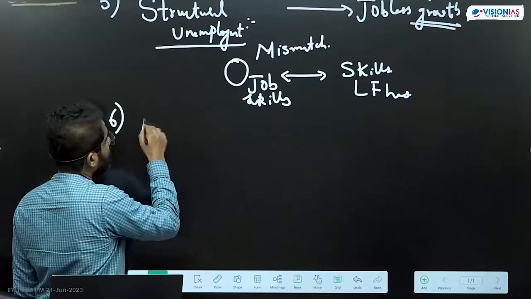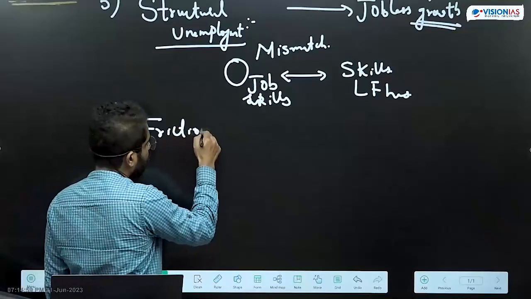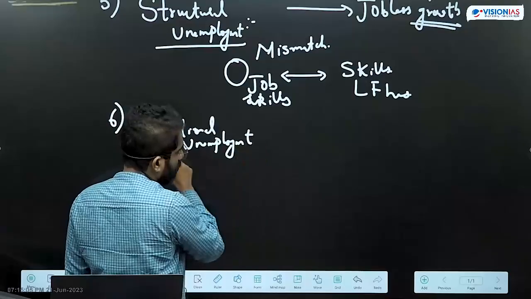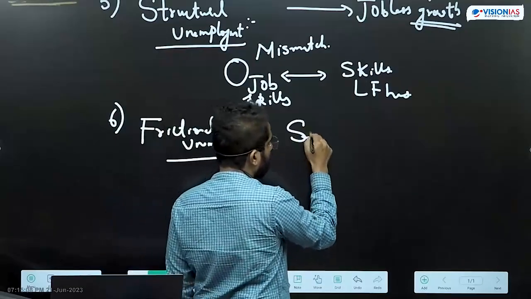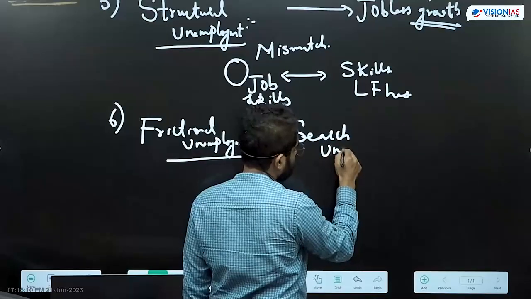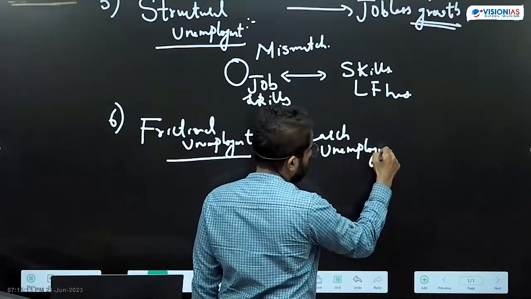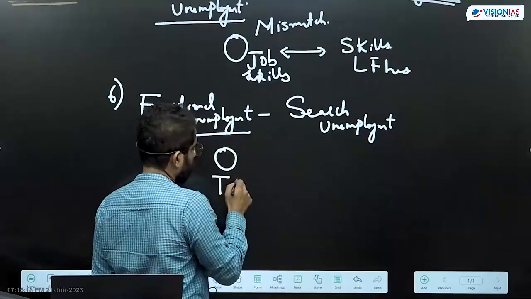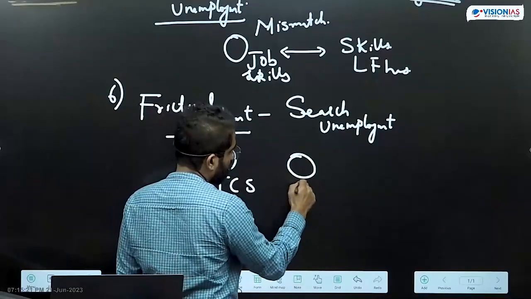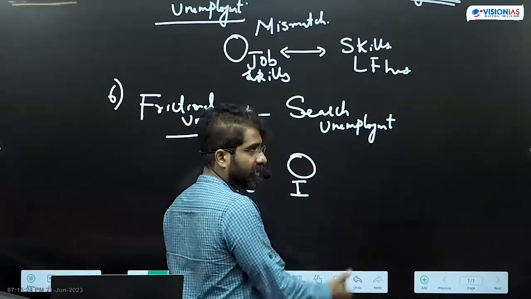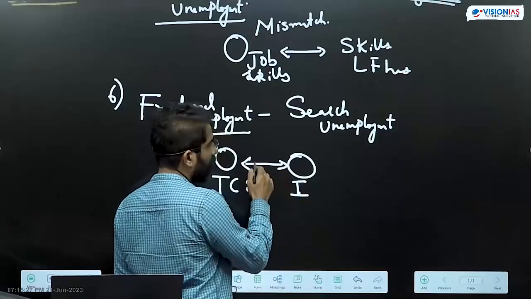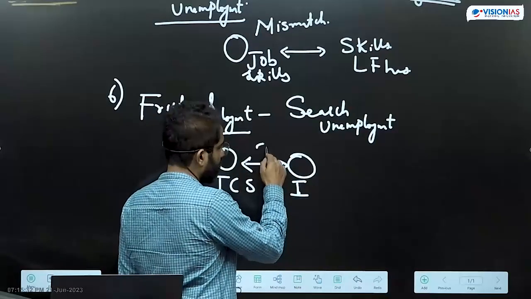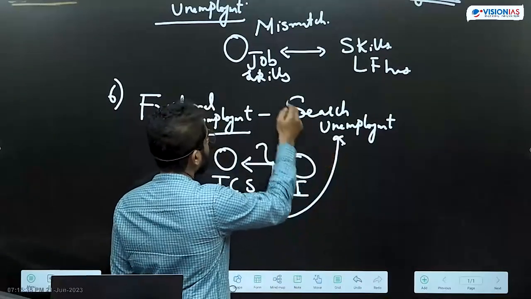Another one is frictional unemployment. Frictional unemployment is also something which cannot be removed from any economy. It is also called search unemployment, which is basically your hopping jobs. In between jobs, suppose you're in TCS and you want to go to Infosys or Amazon or whatever it is, in between jobs you are idle. You are searching for a new opportunity. This is called search unemployment or frictional unemployment.